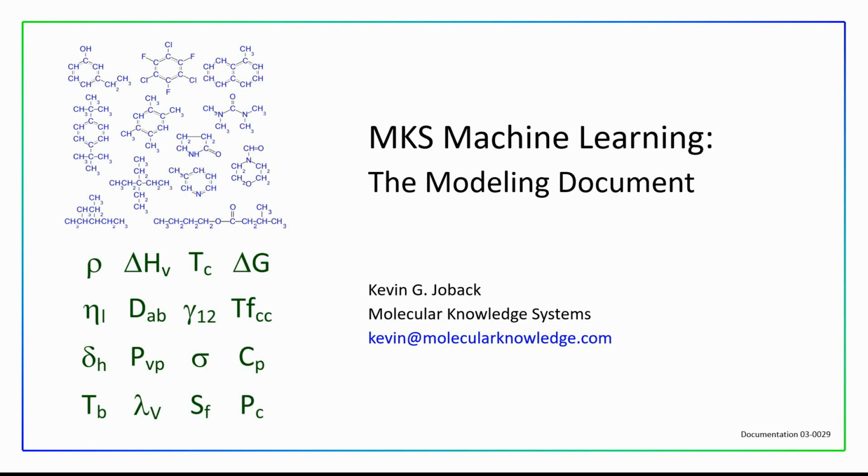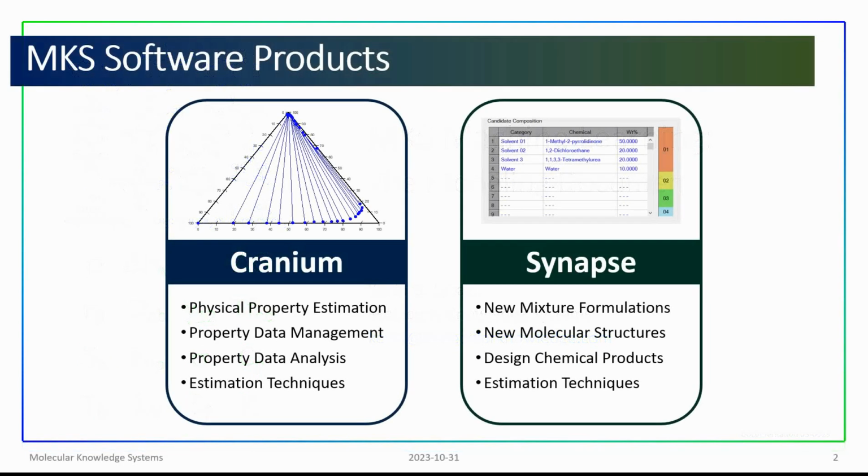In this presentation, I will very briefly demonstrate the use of our new modeling document, our machine learning toolbox. Molecular Knowledge Systems provides two main software products. Cranium is our physical property estimation software, and Synapse is our chemical product design software.